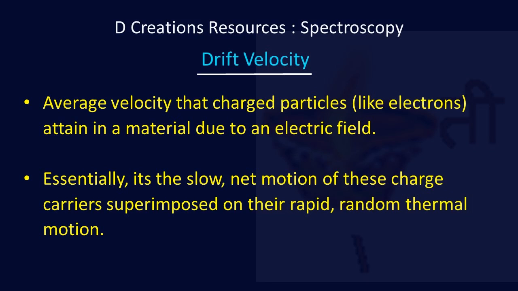Now to talk in technical terms, drift velocity is the average velocity that charged particles like electrons attain in a material due to an electric field. So it is the slow net motion of these charge carriers superimposed on the rapid random thermal motion. Because as you know, in the wire, the electrons are going to be moving randomly at high speeds due to their thermal energy. And these movements are going to be in all directions, and their average velocity in any specific direction is zero when no electric field is applied.